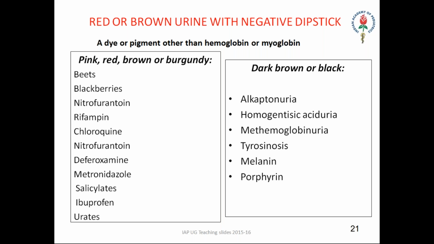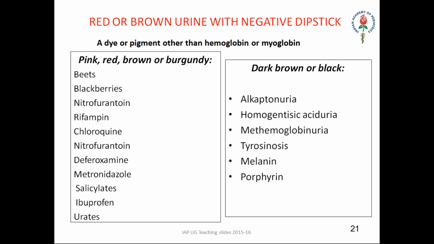So red or brown urine with a negative dipstick, that is all for the positive dipstick test. If it is a negative dipstick, a dye or pigment other than hemoglobin or myoglobin, first you have to suspect any external dyes or the pigmentation conditions. So pink, red, brown or burgundy color in beets, blackberries, nitrofurantoin drug usage, rifampicin, chloroquine, deferoxamine, metronidazole, salicylates, ibuprofen, and urates. These are all the conditions causing pink, red, or burgundy colored urine.